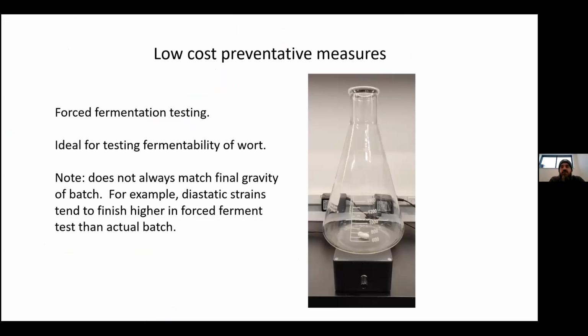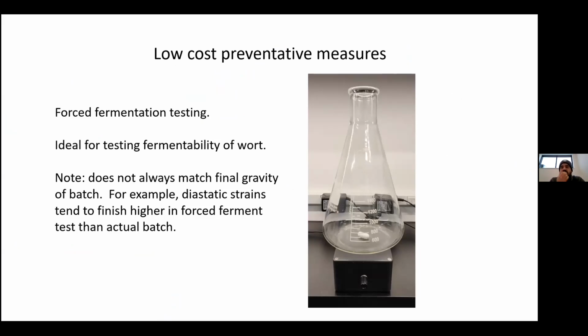So another one, which you've probably heard of, forced fermentation. Really, this is used for testing the fermentability of your wort, and all you need for that is a flask, a stir bar, and a stir plate, shown here. One thing I'm not sure people know is that you shouldn't necessarily always expect your final gravity to match what you see in your forced fermentation. I think the forced fermentation is really ideal to just make sure your wort is fermentable.